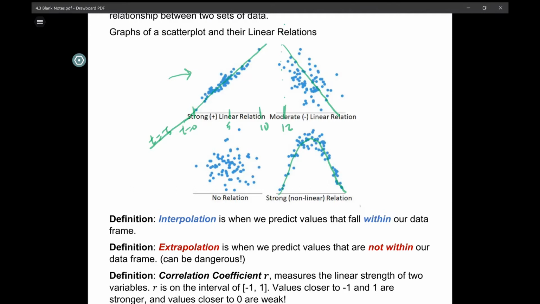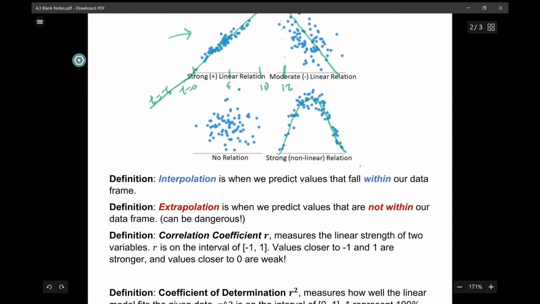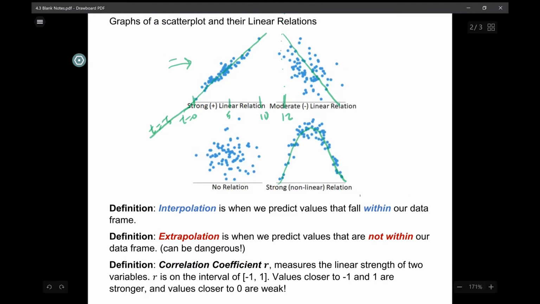That's called extrapolation. A correlation coefficient R is an indicator of how linear your data is. Its values range from -1 to 1. -1 is a perfect line with negative slope, and 1 is if the data is a perfect line with positive slope, and it's going to look at the values between those two. So this first one here would have a positive R value close to 1. This would have a negative R value, but it wouldn't be as close to -1 because it's not quite as linear. And this one right here would have R pretty close to 0.